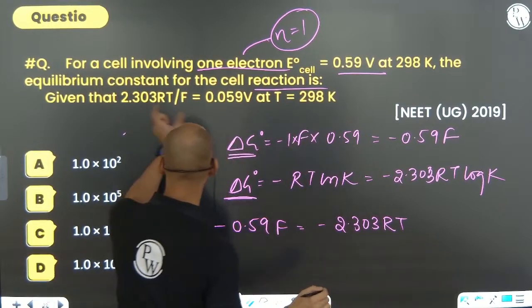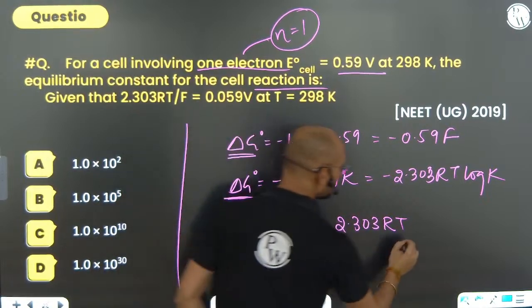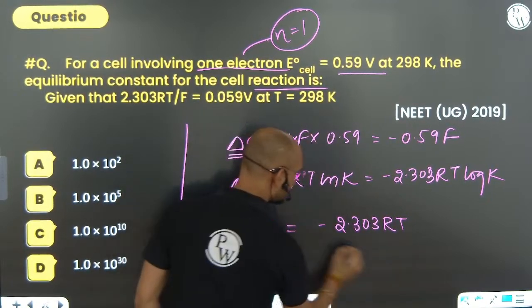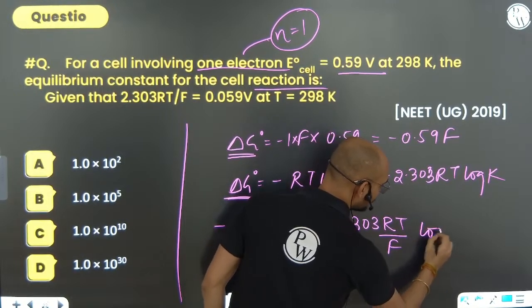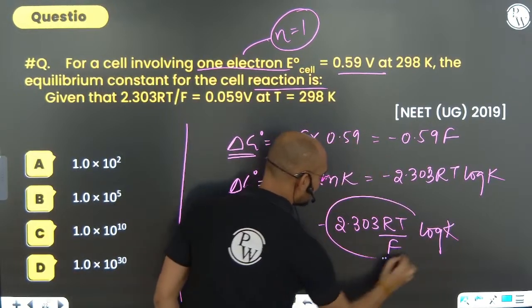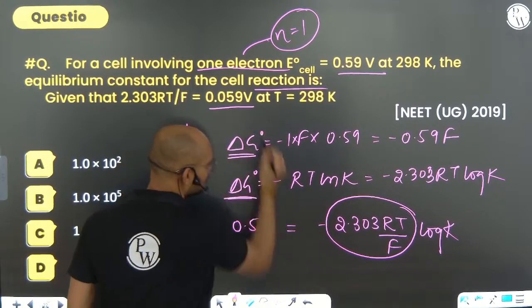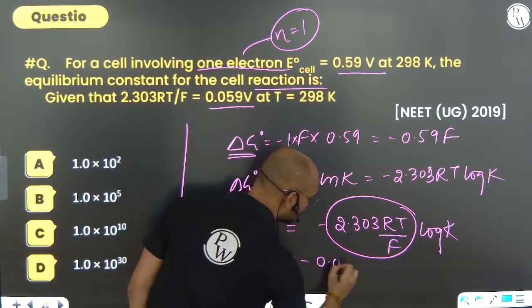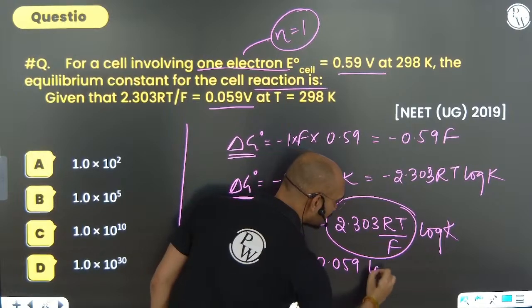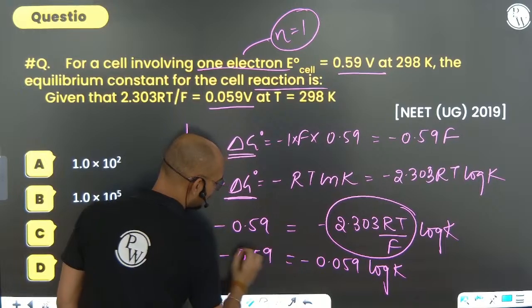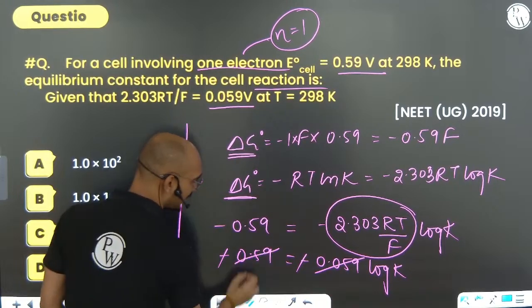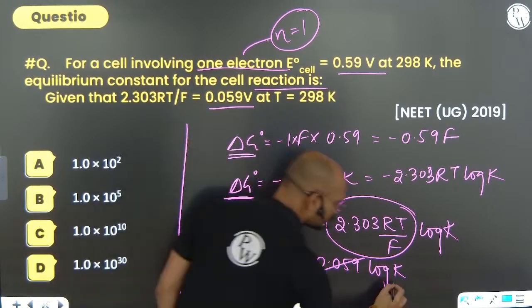Okay, 2.303 RT by F is given. So just take this F to this side, take this F to this side, log of K. And what is this value given? This value is given to be 0.059. So minus of 0.059 log of K comes out to be how much? Minus of 0.59. Minus minus cancel. 0.59, this cancels how many times? 10 times. We all know that here the base is how much?